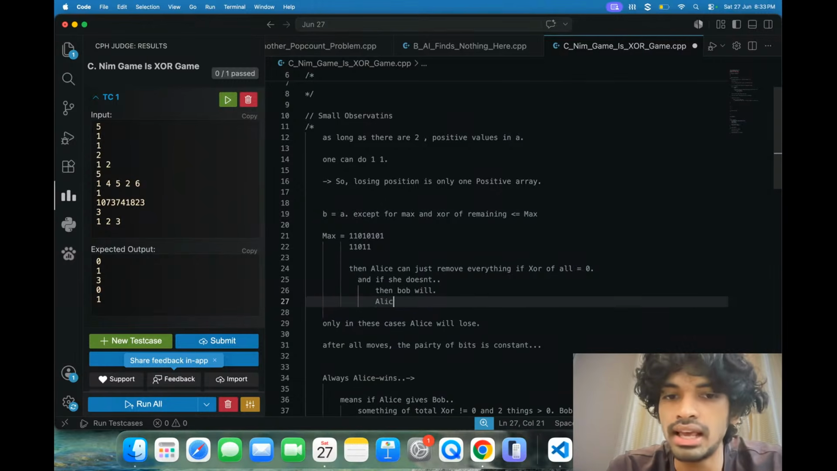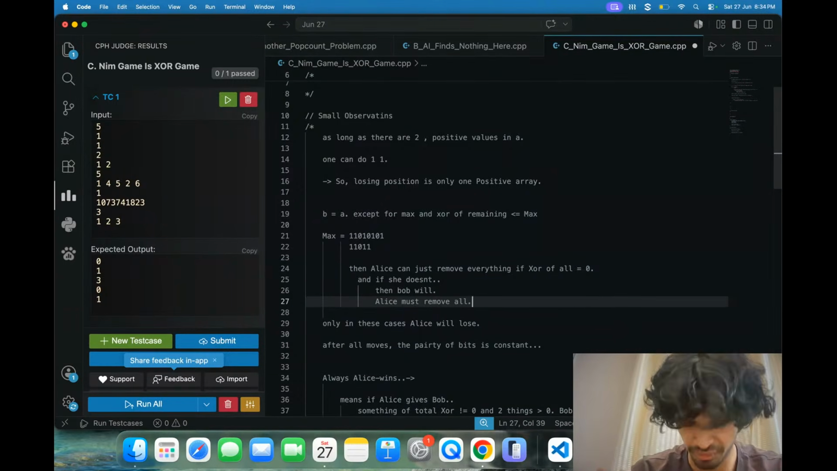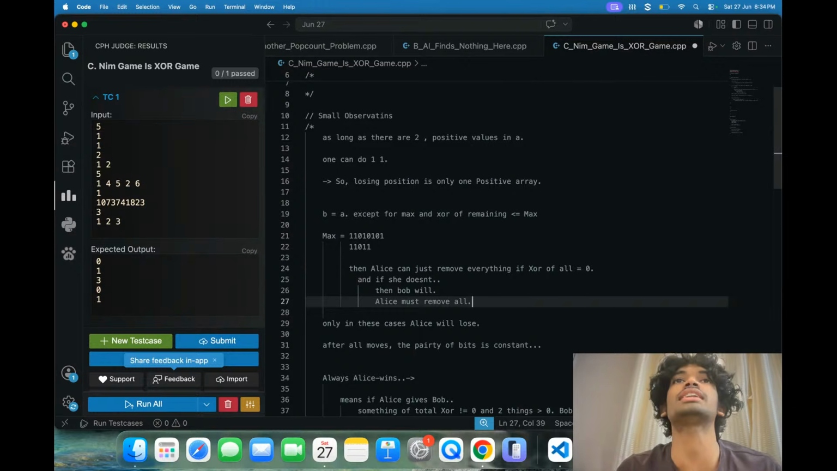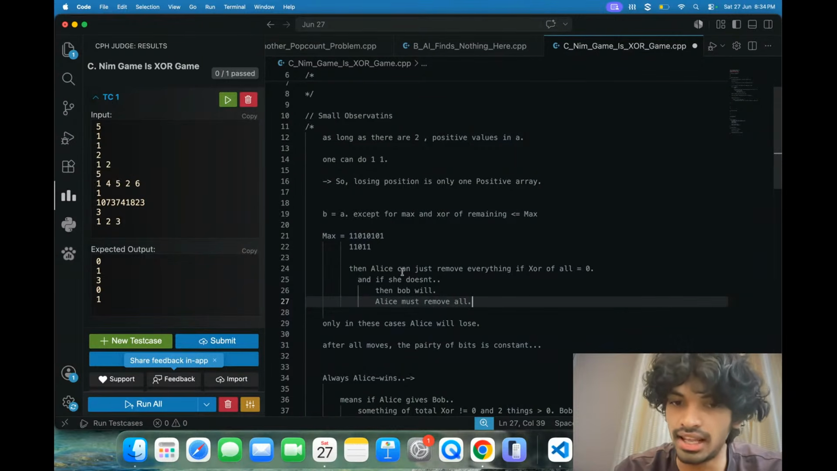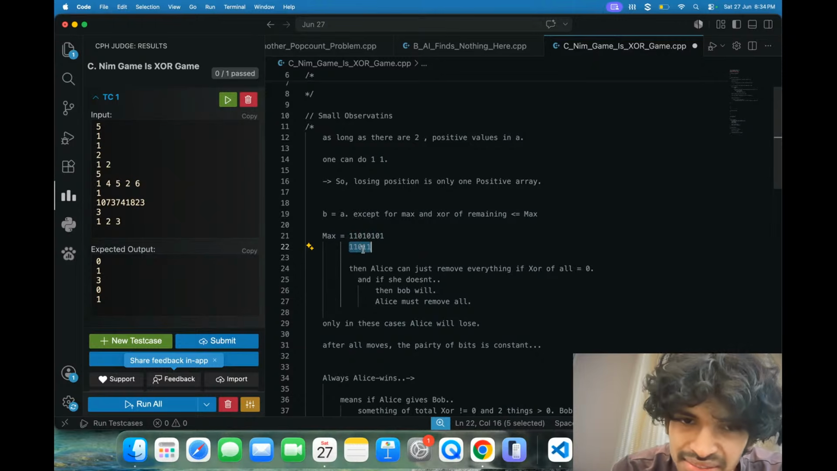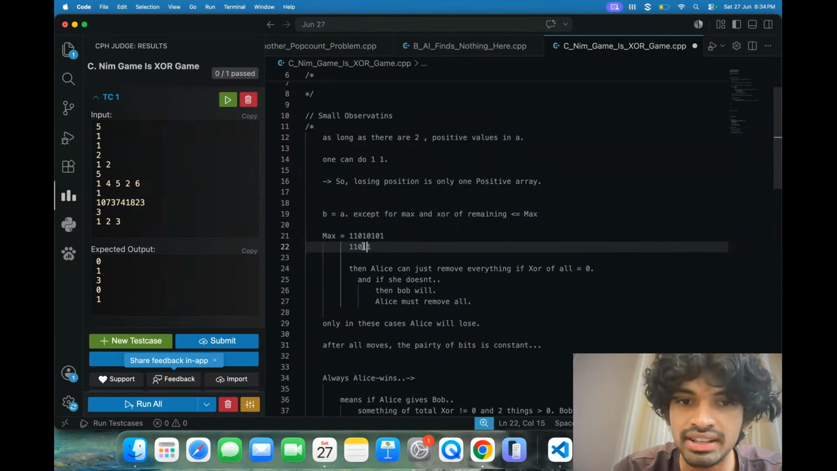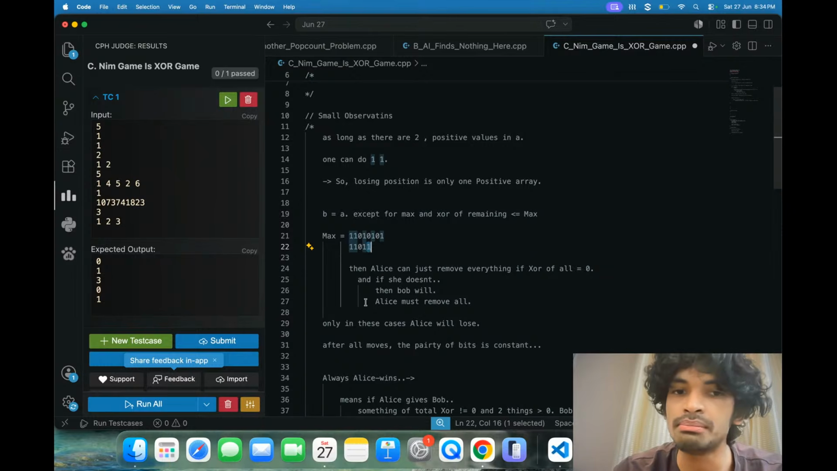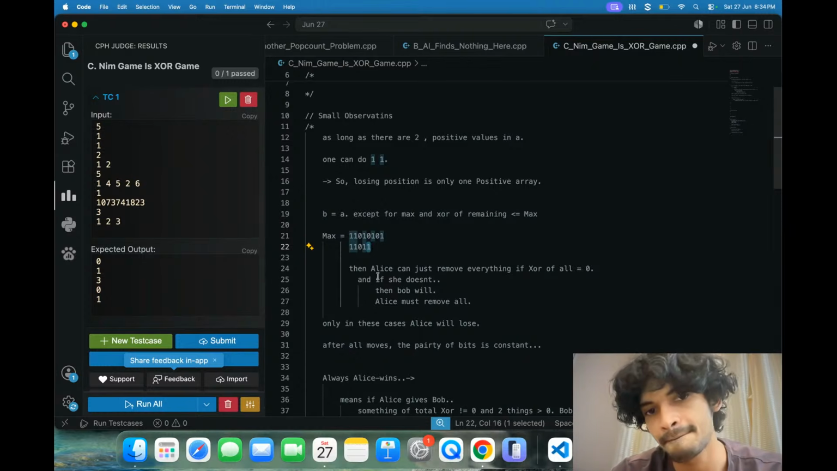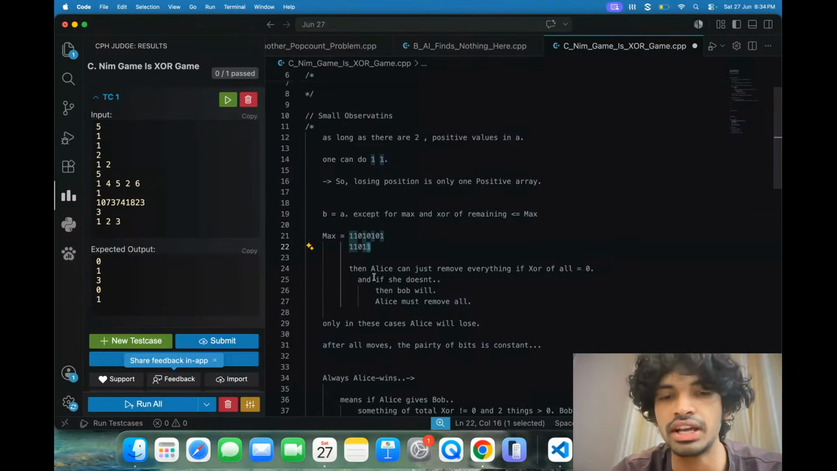So in this case, Alice must remove all, because if XOR of all is 0, whatever Alice does, Bob also will get the XOR of all to be 0, because we have seen that. In this case, Alice must remove all. And in this case, as you can see, these bits where these things are odd and wherever these things are active, all of them can remain. Okay? One of them must remain. Any of them can remain. So it is just that many, I guess, then, because everything else must be deleted and then this will get fixed. Everything else must be deleted. You cannot keep two things.